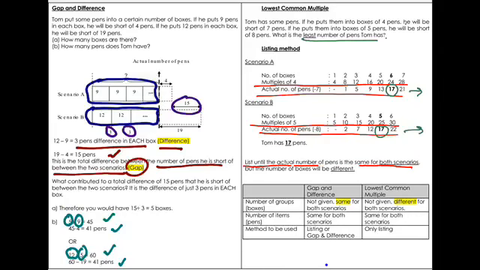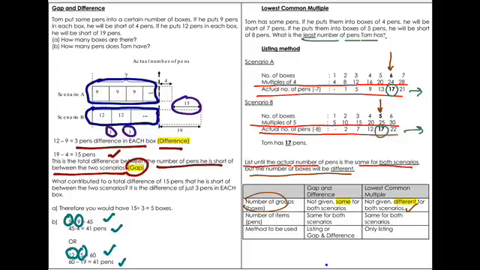One thing to take note of is that the number of boxes will be different for both scenarios. If you look at scenario A, when the actual number of pens is 17, the number of boxes is actually 6. Whereas for scenario B, the number of boxes is actually 5. So for lowest common multiple kind of question, the number of groups, which in this case is the number of boxes, should be different for both scenarios.